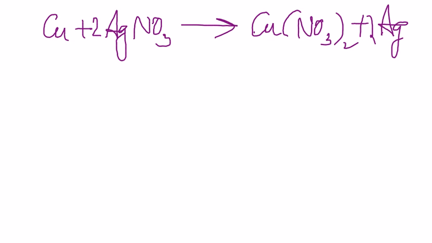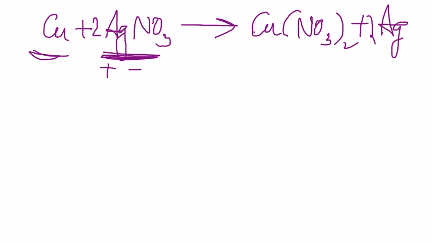Okay, so let's take a look at this reaction that we just balanced using the half reaction method. Copper plus 2 silver nitrate gives you copper 2 nitrate plus 2 silver. Somebody might ask you what kind of a reaction that is, and notice this is in the combined form. So you have the salt, which is being treated with a more reactive metal.